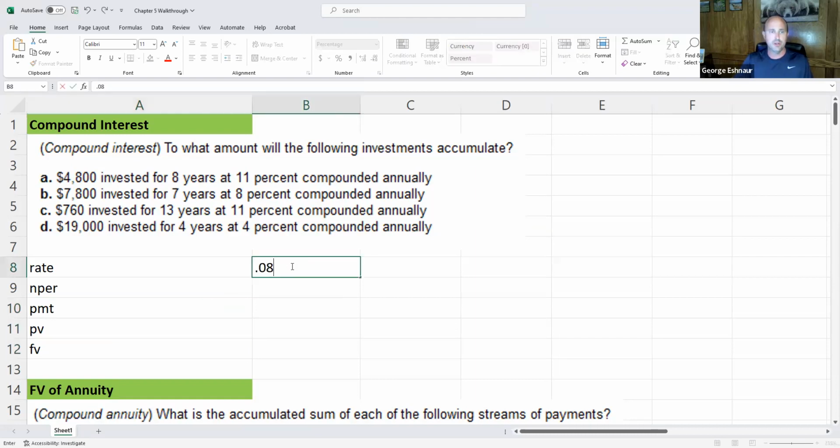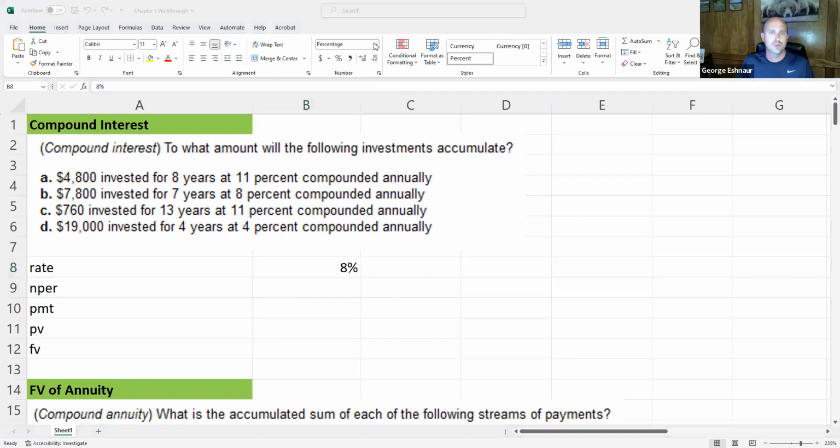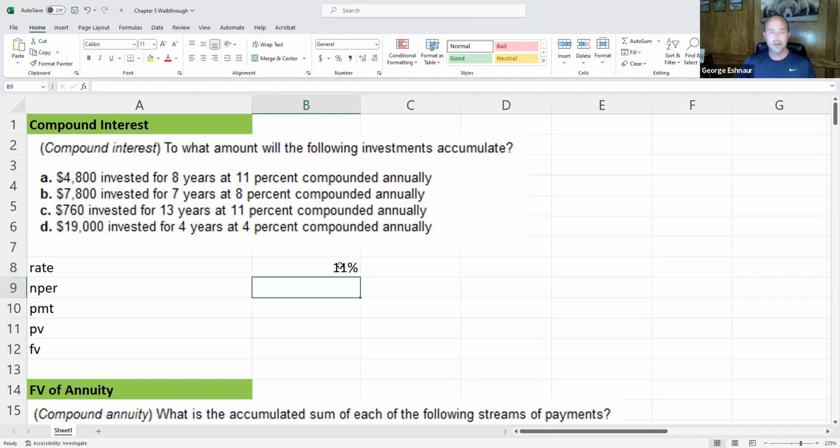So if I jump in here and put in rate, remember when we're dealing with percentages, we need to think of where the decimal goes. Once I punch that up there, it's 8%. If you ever need to move it to the left or the right, to go 2 decimal places, like sometimes the homework asks, you do so up here. Actually, I apologize. Our percent is 11. Our number of periods is 8. There's no indication that there's a payment, and our present value is $4,800.